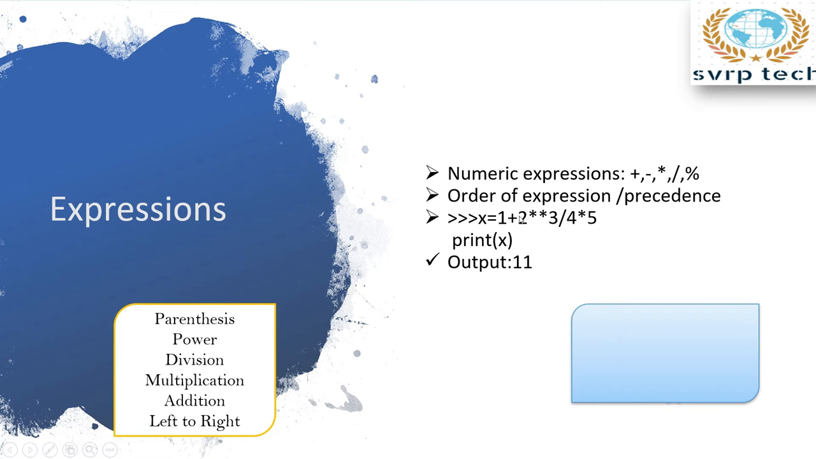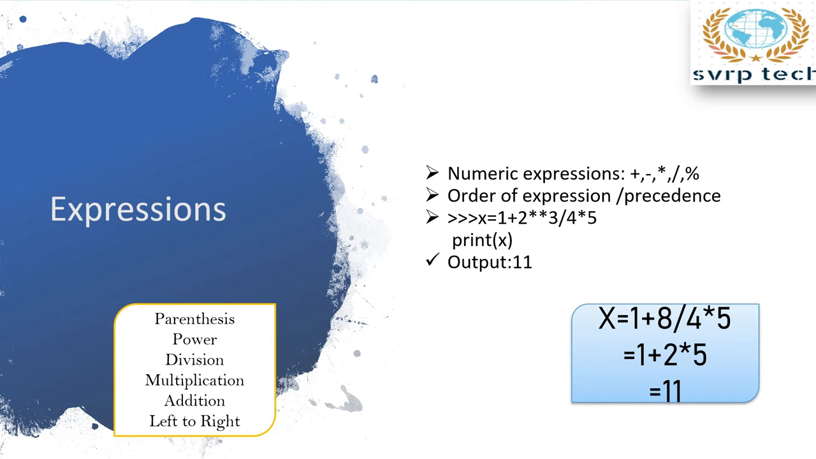Here 1 plus 2 power 3. Double star indicates power, single star indicates multiplication, right? Okay, next 1 plus 2 power 3 divided by 4 into 5. Here parentheses are not there, so first the power is executed: 2 power 3 is 8, so 1 plus 8 divided by 4 into 5. Next, division is evaluated: 8 by 4 is 2, then 2 into 5 is 10, and 1 plus 10 is 11. It is evaluated in this way.